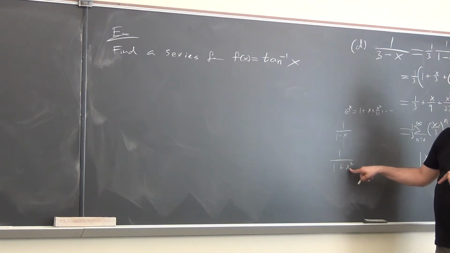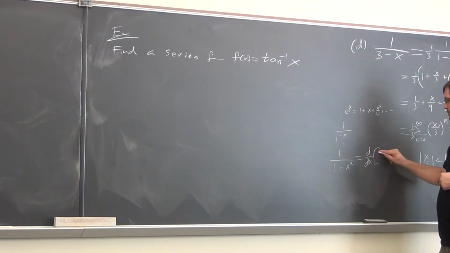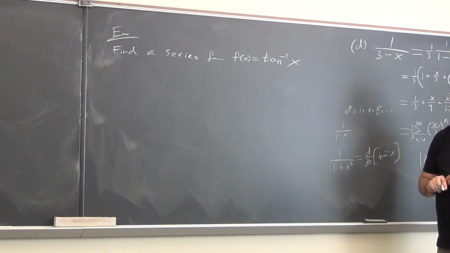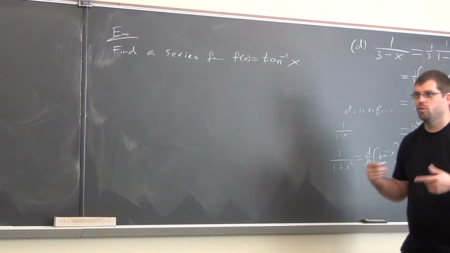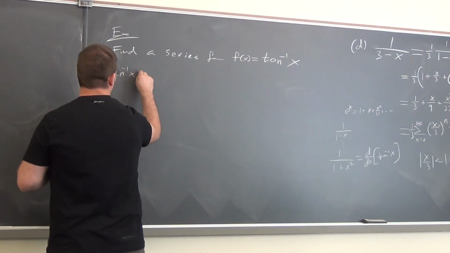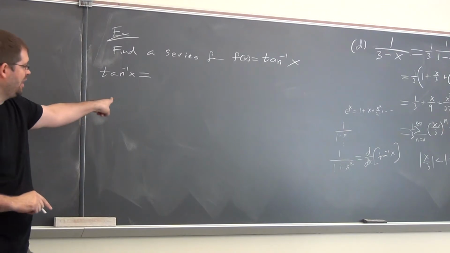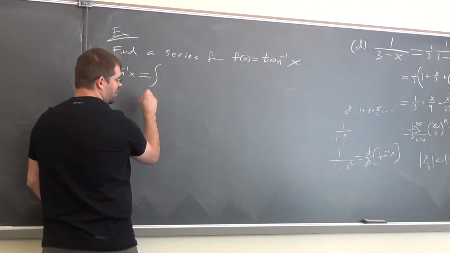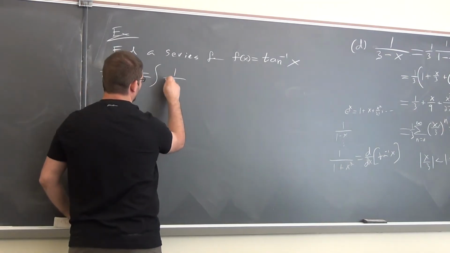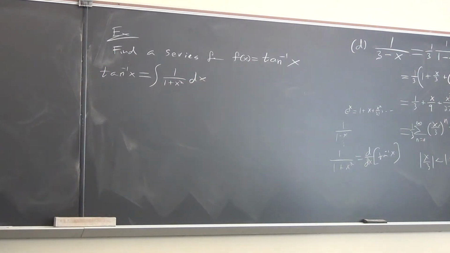That's the derivative, right? This is the derivative of inverse tangent. Does that make sense? So now, if we want to build a series for inverse tangent, we're going to take advantage of that. So if the derivative of inverse tangent is that, then inverse tangent is the integral, right, of 1 over 1 plus x squared. Does that make sense?